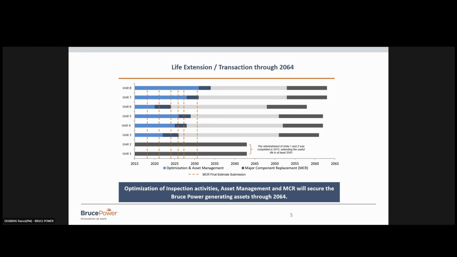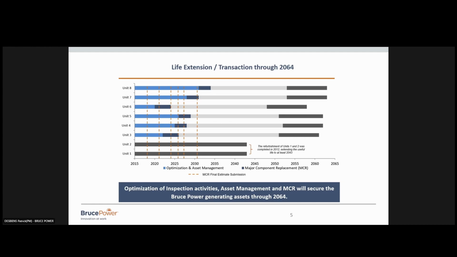So what's happening with Bruce Power currently? We're in the midst of life extension and really extending the life of our units to 2064. So these units were built in the 1970s, 1980s. And we're in the midst of doing several things to them. If you look here at units 1 and 2, they have already had life extension around 2010, 2012. So these units are good to run until about 2040, 2045.